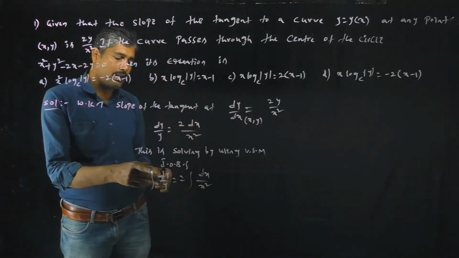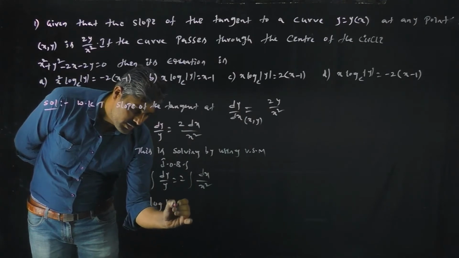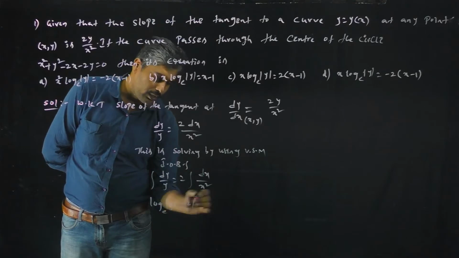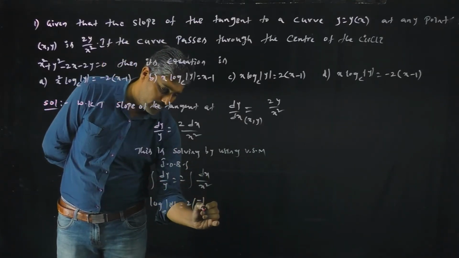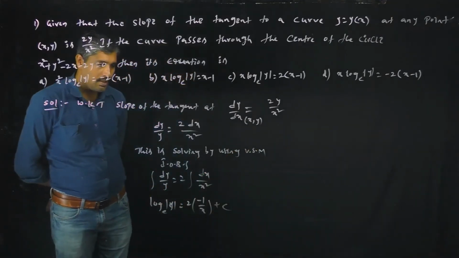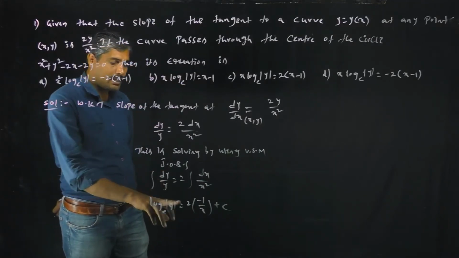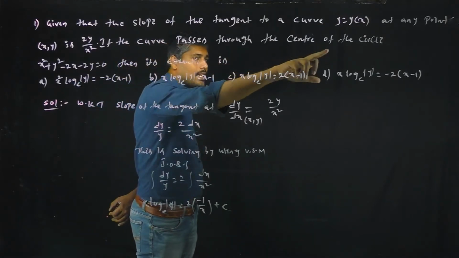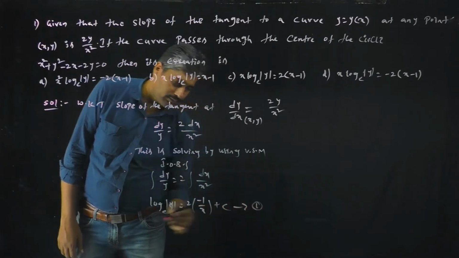We know that the integral of 1/y is log|y| to base e, and 2 times the integration of 1/x² is 2 times minus 1/x, plus some integral constant c. This is the curve we required. If the curve passes through the center of the circle, therefore this is equation number 1.